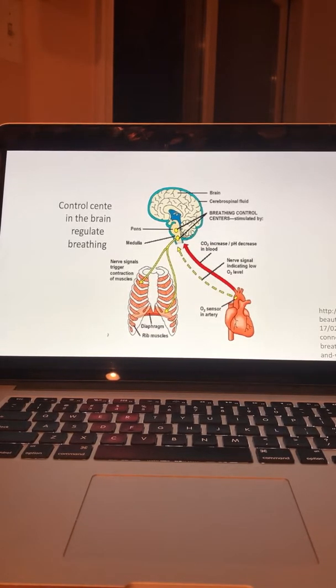Breathing depends on repetitive stimulation or contraction of the skeletal muscles and the diaphragm. Those skeletal muscles are the intercostal muscles. The medulla sends nerve impulses to the heart, diaphragm, and intercostal muscles, telling them about the increased need or decreased need for oxygen in the body.